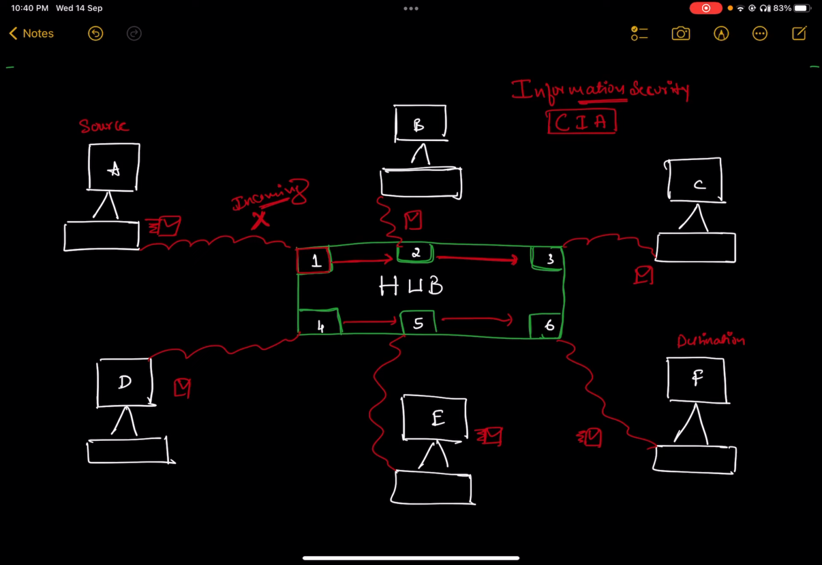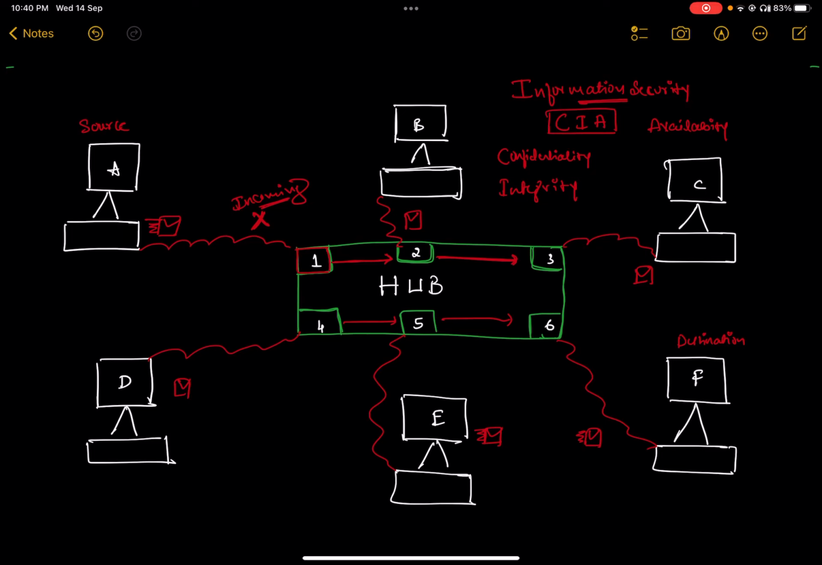So what does C stand for here? C stands for confidentiality, I stands for integrity, and A stands for availability, right? So in our scenario, which principle or which pillar of information security is violated, what makes you think so?